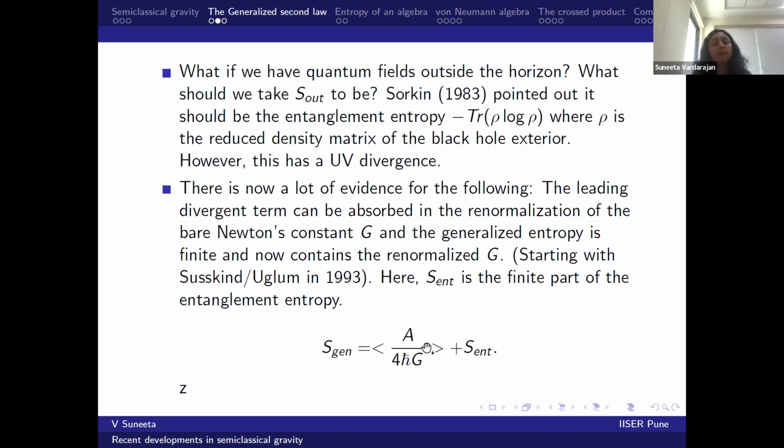So the bottom line is there is a lot of evidence for the fact that the combination S gen of area by 4G and the entanglement entropy is finite. Although each of the individual terms has a divergence. S ent has a divergence just when you compute the entanglement entropy in quantum field theory. And area by 4G has a divergence if you think of G as the bare Newton's constant. So the proposal is now you replace it by the renormalized G and you add the finite part of the entanglement entropy, and this result is the finite generalized entropy.